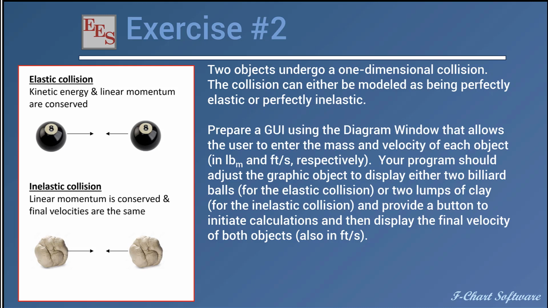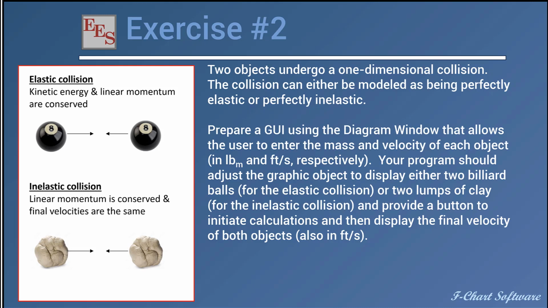So what you're going to do is, first of all, just solve this problem in a way that lets you switch between those two modes, and then once that's working, we'll go ahead and build a GUI using the diagram window that allows the user to enter inputs like mass and velocity. Again, we'll do that in pounds mass and feet per second, and then based on a toggle, so probably a string list, you'll want to go between displaying either two billiard balls for the elastic collision or two lumps of clay. That would be more consistent with an inelastic collision.